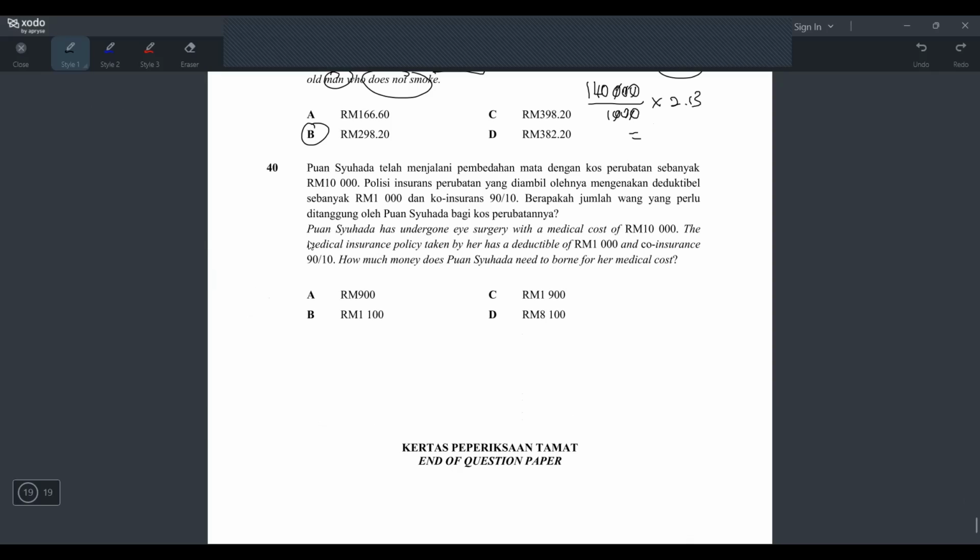Okay, last question. Let's go. Puan Shohada has undergone eye surgery with a medical cost of 10,000. The medical insurance.